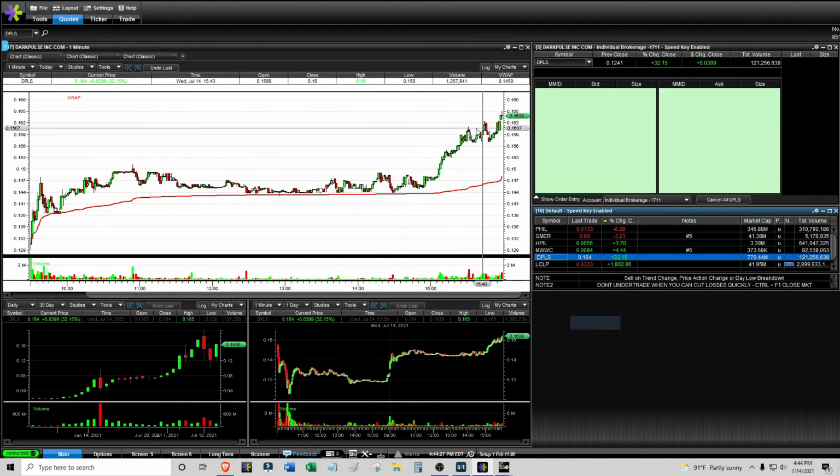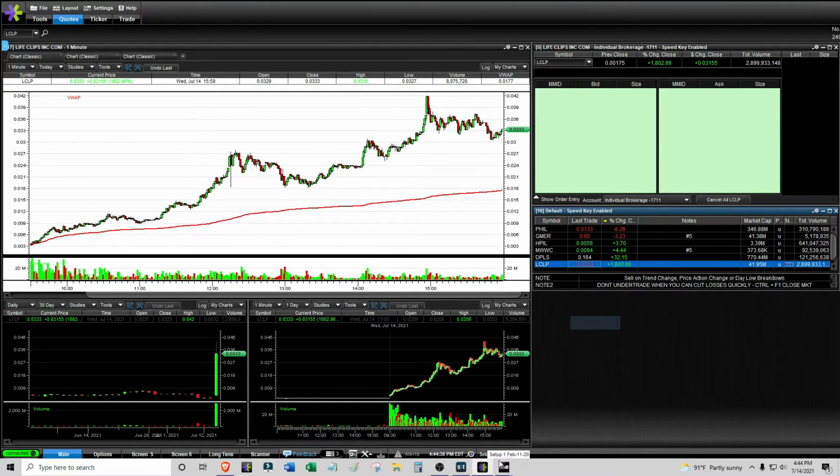DPLS did offer a breakout here later in the afternoon. I saw in the chat when it was already around here, so it was too late. But this was a good setup. Maybe you can try to come back and pull off another nice move. It's up 32%. And that's all I got.